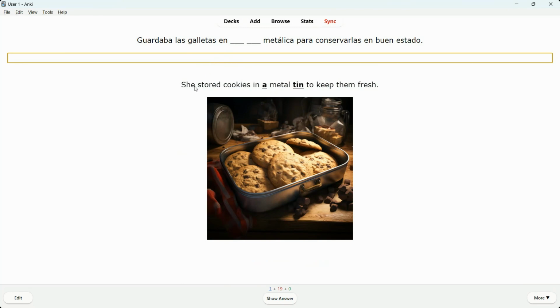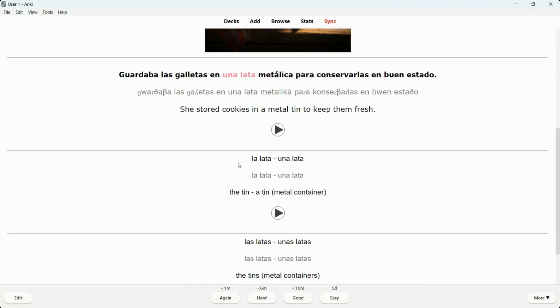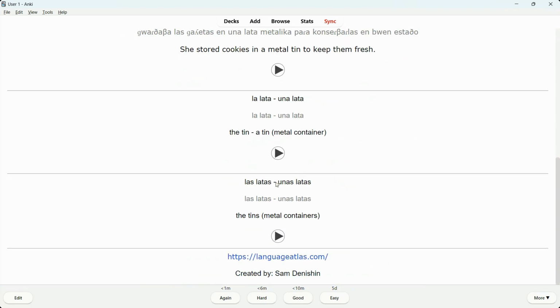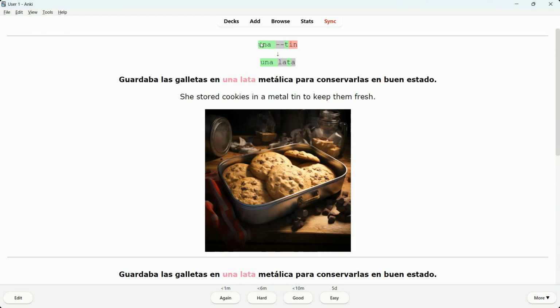So now we have a sentence: she stored cookies in a metal tin to keep them fresh. How do you say a tin? Let's say we have no idea whatsoever. Let's say we just type in something like this. Guardaba las galletas en una lata metálica para conservarlas en buen estado. La lata, una lata. Las latas, unas latas. So you can see over here that the answer I had is only partially correct.